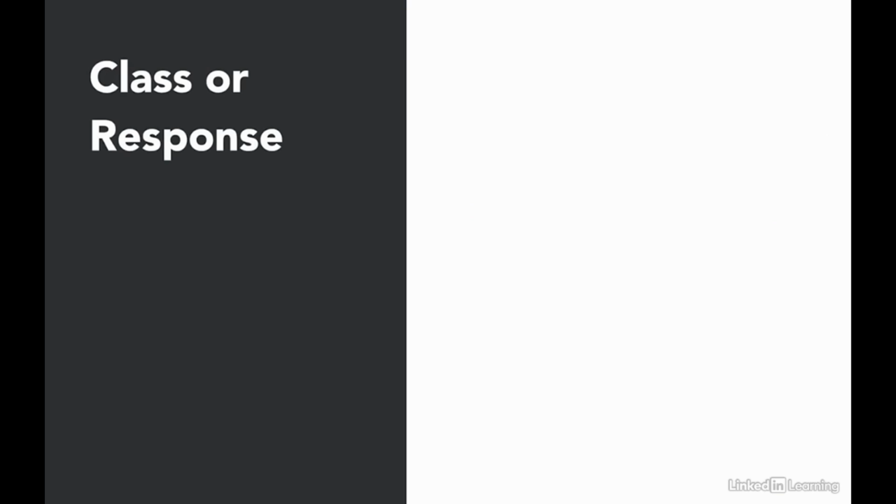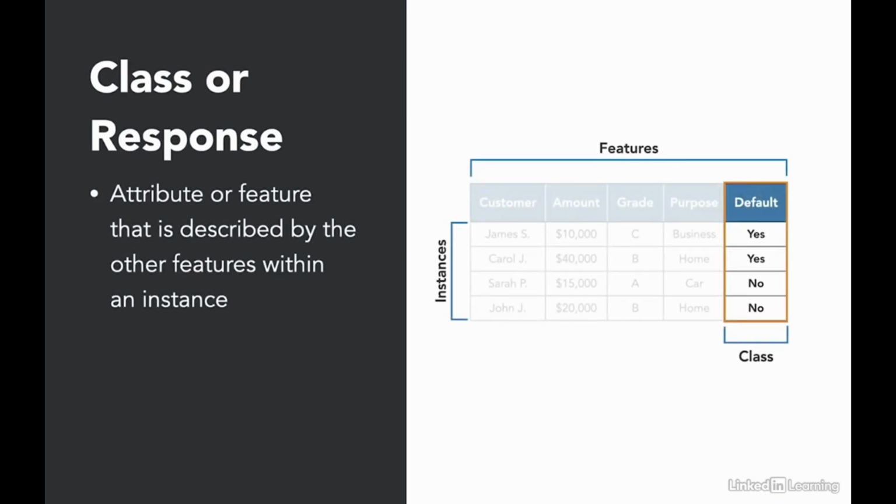In supervised machine learning, we use the values of a set of features known as independent variables to predict the value of another feature known as a dependent variable. If the dependent variable is categorical, we refer to it as the class. However, if it is continuous, we refer to it as a response. In this example, the loan outcome, which is the default feature, is the class.